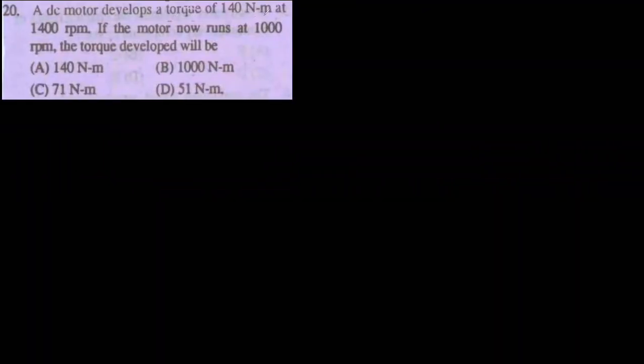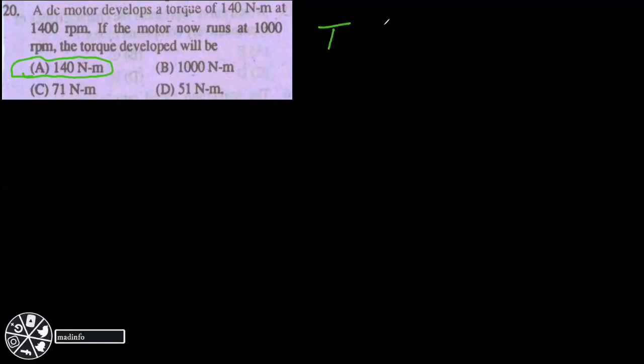Okay, next MCQ says a DC motor developed a torque of 140 Newton meter at 1400 RPM. If the motor now runs at 1000 RPM, the torque developed will be 140 Newton meter, 1000 Newton meter, 71 Newton meter, or 51 Newton meter. Here in the book, the correct option is option A, 140 Newton meter. But I think this is wrong because we have an inverse relation of torque and speed.